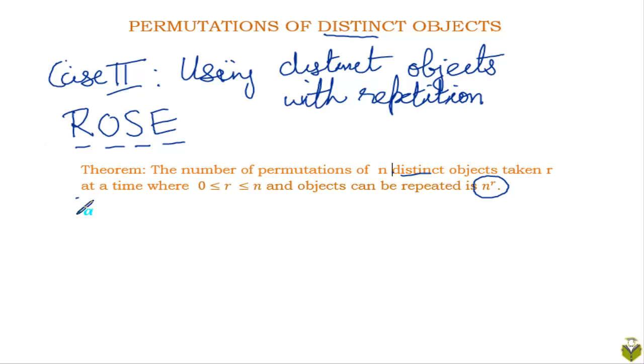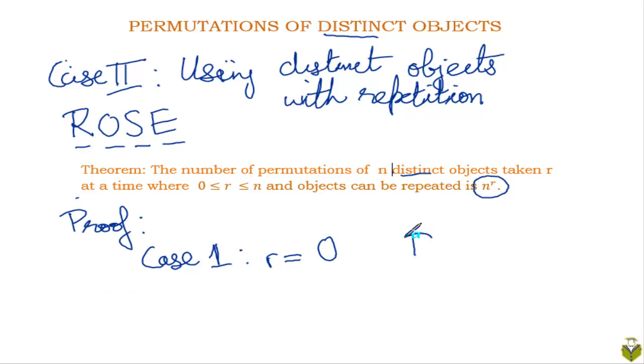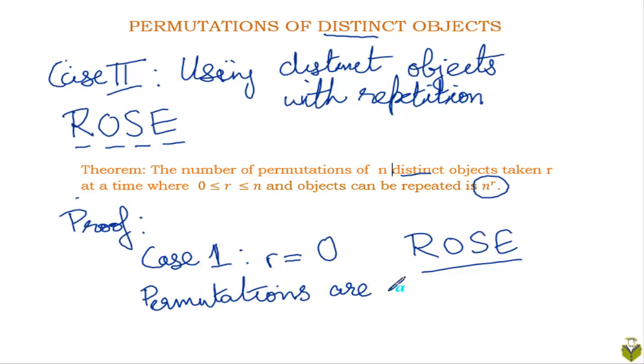So again, as part of the proof, we'll just go along similar lines, just do the case 1, which is for R equal to 0, and R equal to 0, as before, we just take it to mean that you don't do any rearrangement, you just take the permutation as it is. For example, if you had the objects in rows, you just keep them as it is, so it's just permutations are equal to 1.